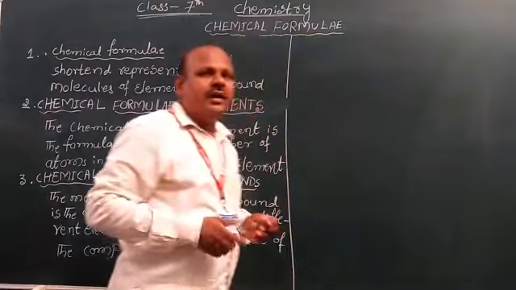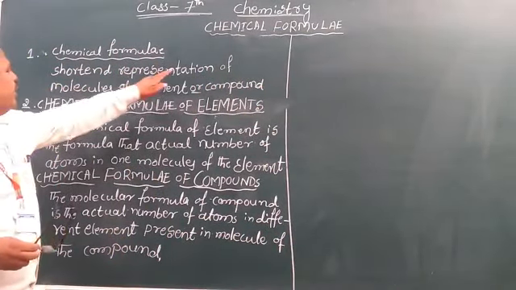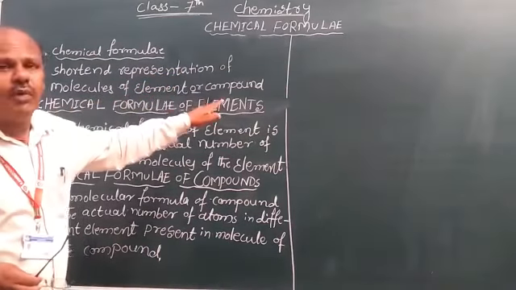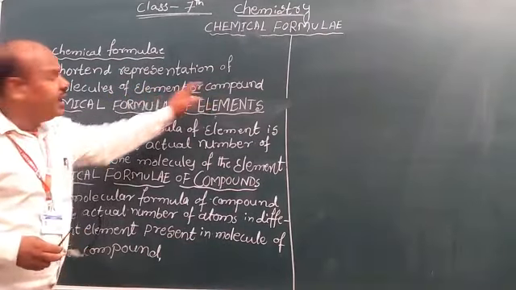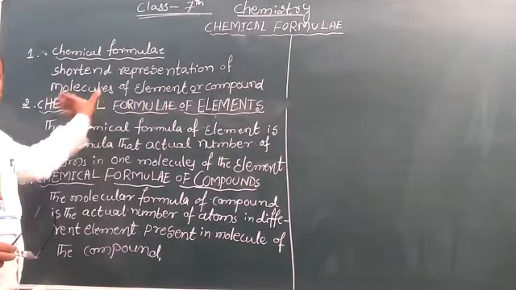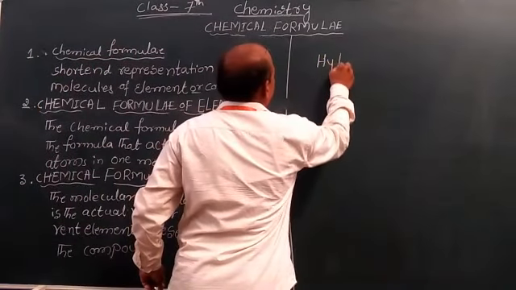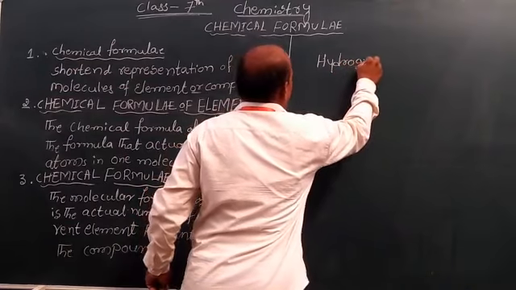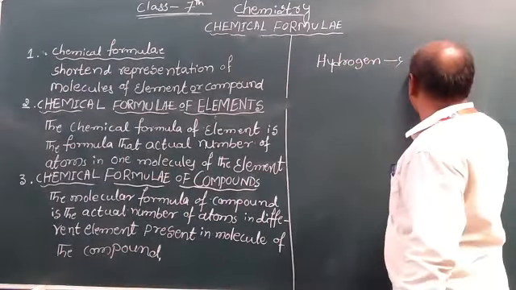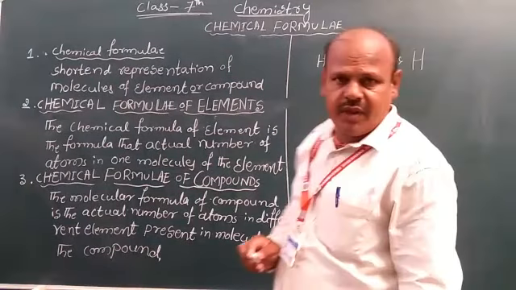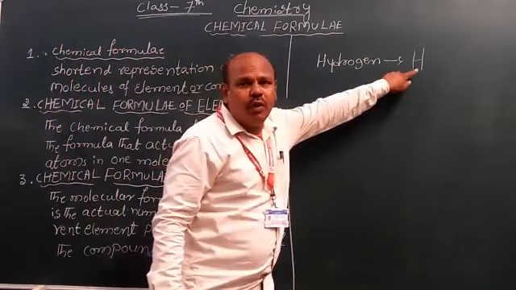In the previous class, we learned the symbol and formula. Here, chemical formula means what? It is a shortened representation of molecules of elements and compounds. Here molecules, not an atom. For example, hydrogen. The symbol of hydrogen we write is only H. It is a symbol. Here it is an atom, only one atom.